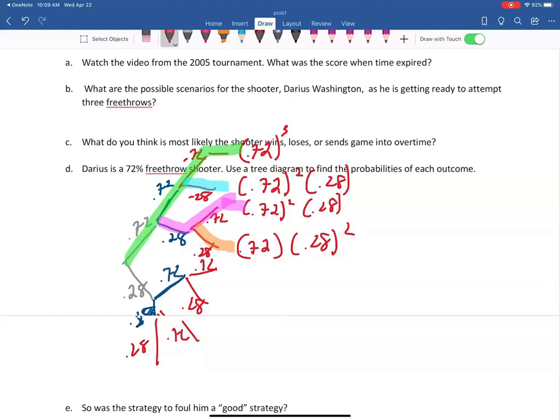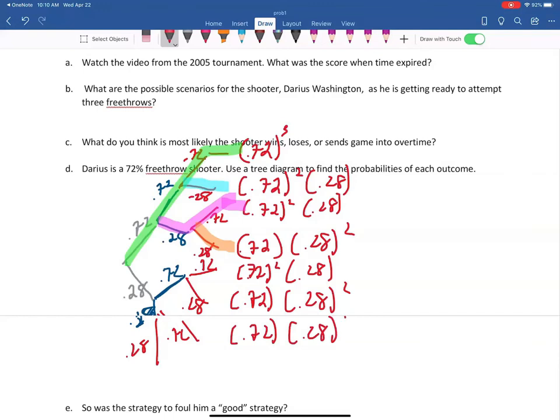So again, this is going to be a couple of 0.72s and a 0.28. This one down here is a 0.28, 0.72, 0.28. So I'm going to go 0.72, 0.28 squared. This one's a 0.28, a 0.28, and a 0.72, same as I have up above. It's just a different arrangement. And then I have a 0.28 cubed, like I did on the top one.